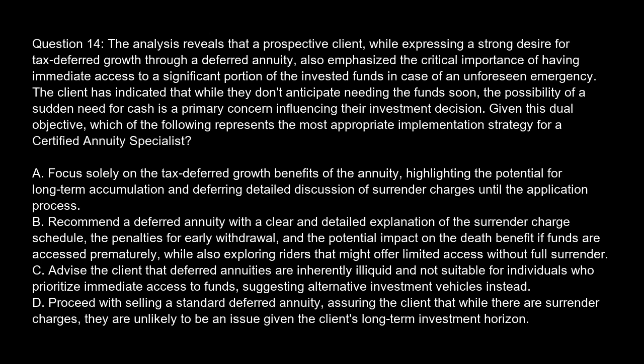Option A. Focus solely on the tax-deferred growth benefits of the annuity, highlighting the potential for long-term accumulation and deferring detailed discussion of surrender charges until the application process. Option B. Recommend a deferred annuity with a clear and detailed explanation of the surrender charge schedule, the penalties for early withdrawal, and the potential impact on the death benefit if funds are accessed prematurely, while also exploring riders that might offer limited access without full surrender.